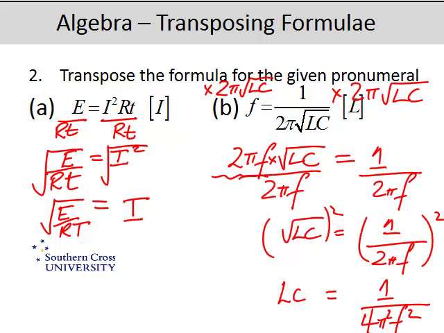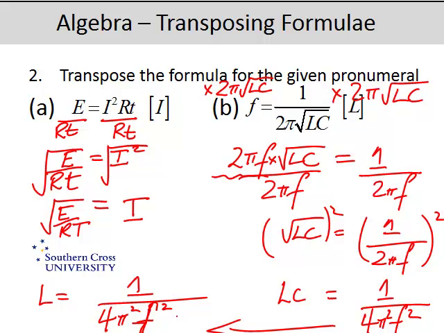Now we've got LC, we wanted to make L the subject, we need to get rid of the C. L's been times by C. The opposite of timesing by C is dividing. So we're going to divide both sides by C. So that means that L is equal to 1 divided by 4 pi squared f squared C.